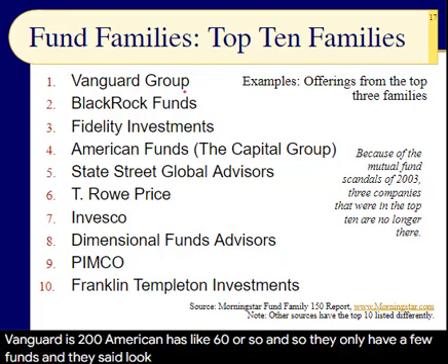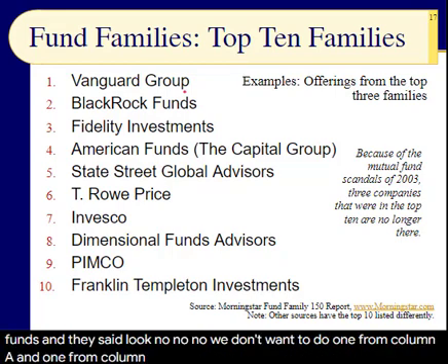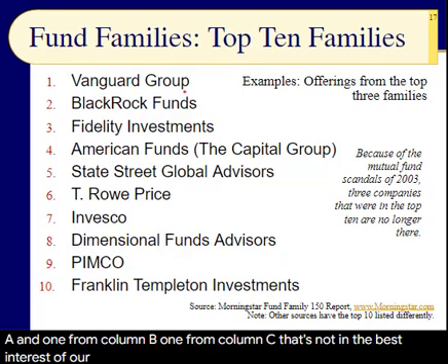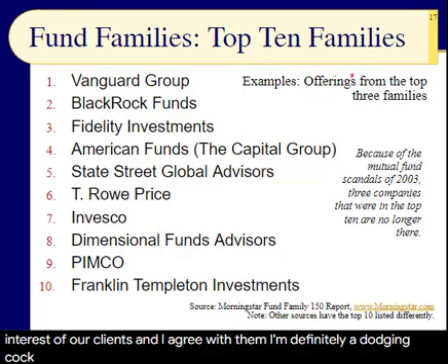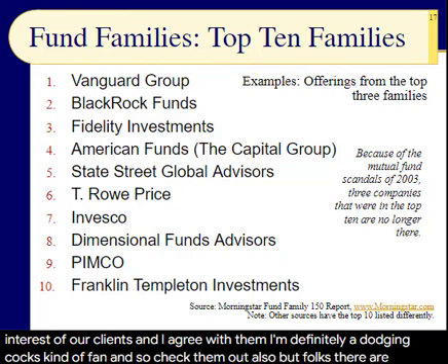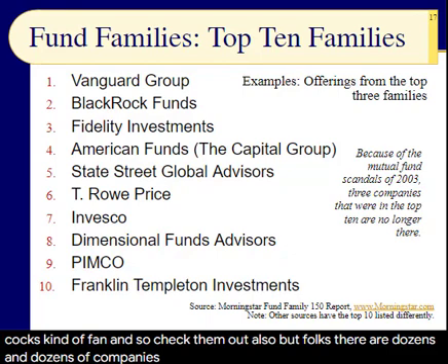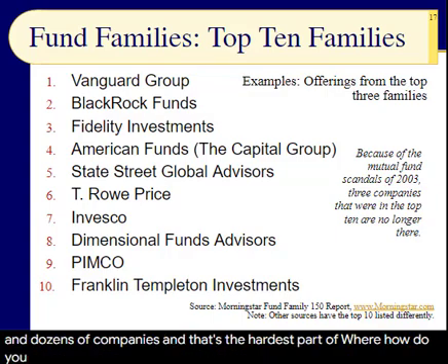And they say, look, no, we don't want to do one from column A, one from column B, one from column C. That's not in the best interest of our clients. And I agree with them. I'm definitely a Dodge & Cox kind of fan, and so check them out also. But folks, there are dozens and dozens of companies, and that's the hardest part of investing in a mutual fund. How do you pick a mutual fund?